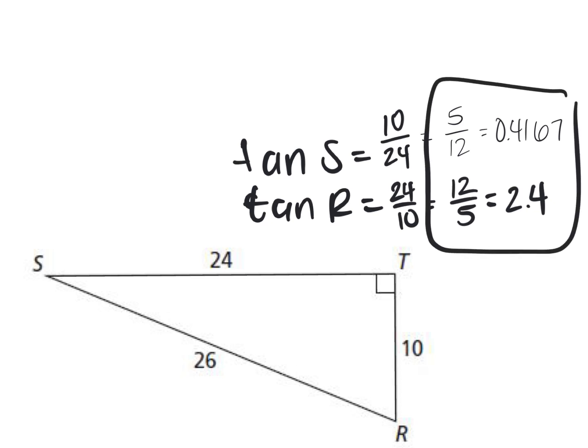So for tangent of S, you should have gotten 5 over 12 or 0.4167. For the tangent of R, you should have gotten 12 over 5, which is 2.4. How'd we do? Does it make sense after I went over it?